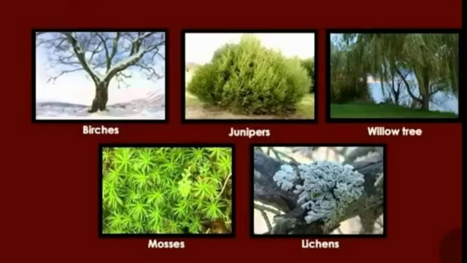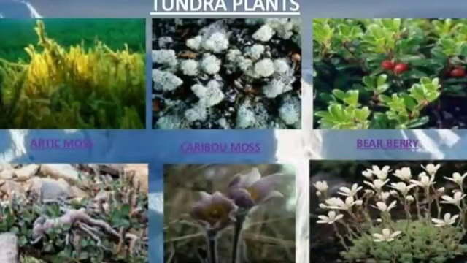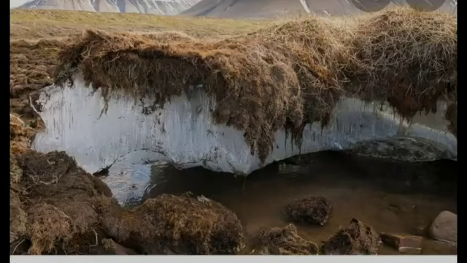Next topic, tundra vegetation. The tundra region gets very little sunlight. It has a unique type of vegetation known as tundra vegetation. Due to the cold, the upper soil surface of the region is frozen into a rock-like state all through the year. This is called permafrost.